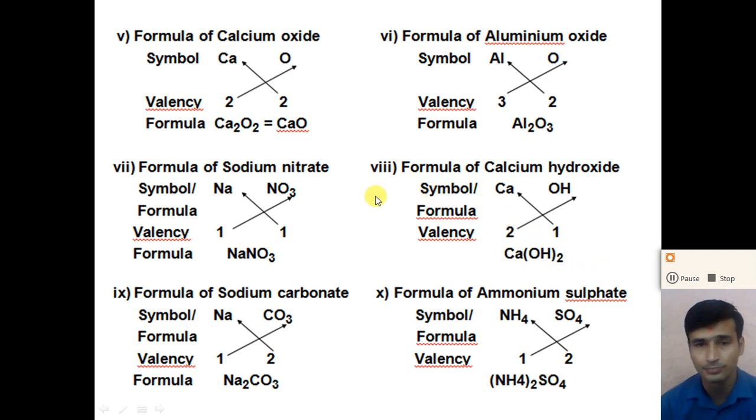So the chemical formula of the calcium hydroxide is Ca(OH)2. Understand, dear student? Now the next example is the formula of the sodium carbonate. Sodium has the symbol Na and carbonate has the symbol CO3, right? Now what is the valency of the sodium? The valency of the sodium is 1 and the valency of the carbonate is 2. Now cross over the valency of the positive ion and the negative ion. We get the chemical formula of the sodium carbonate is Na2CO3.